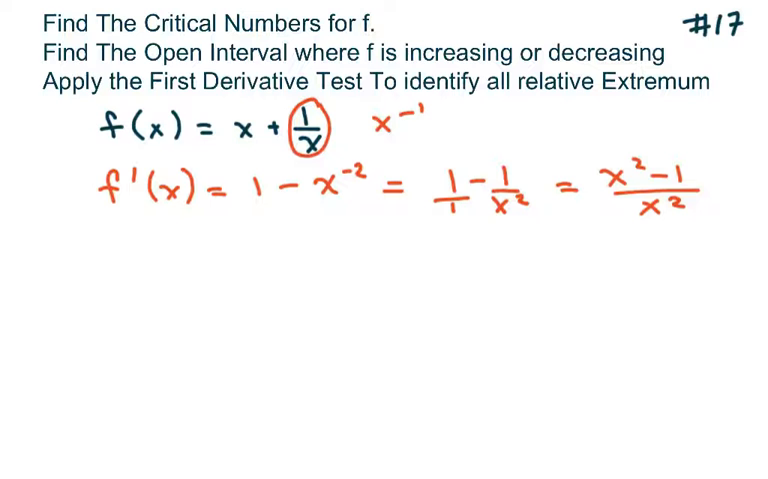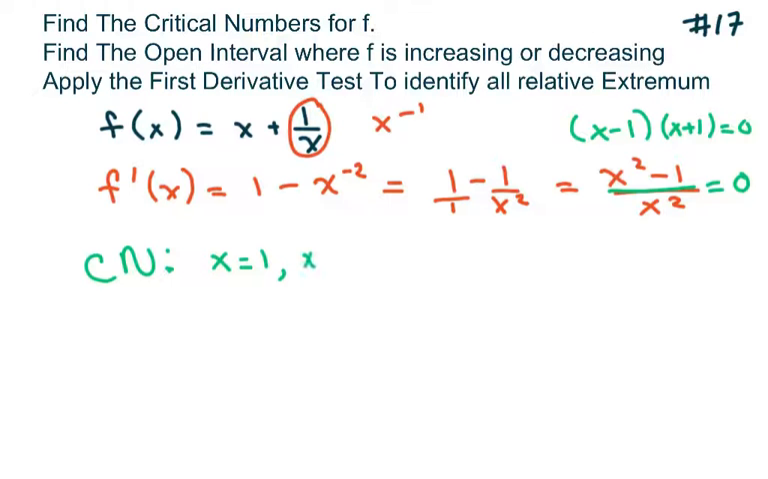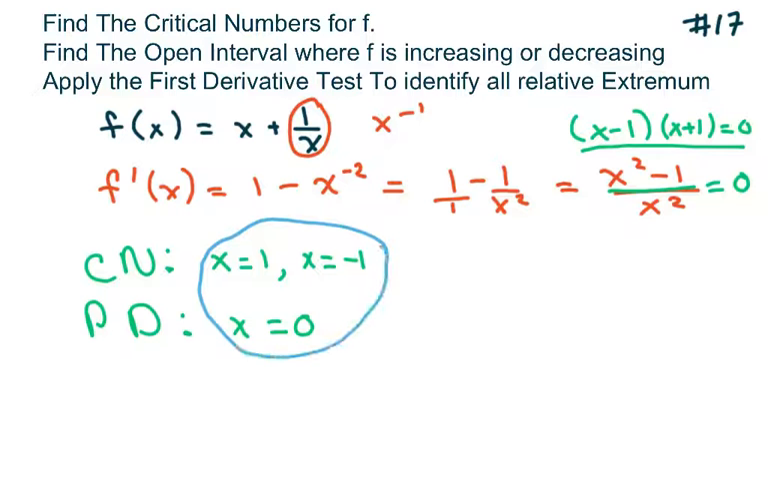So if you look at the numerator, and we're setting this to 0, I can rewrite this as x minus 1 times x plus 1 equals 0. So my critical numbers are at x equals 1 and x equals negative 1 for the numerator. We also have a point of discontinuity at x equals 0. So we're going to consider that a critical number as well. And we're going to test all of this on the next slide.